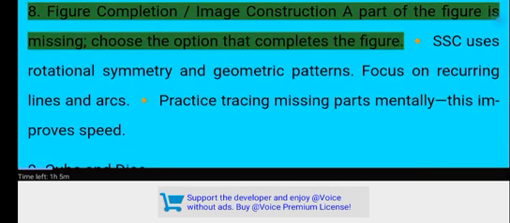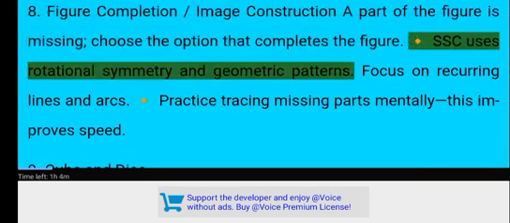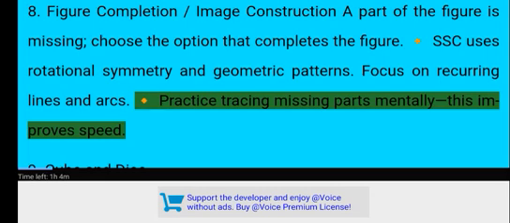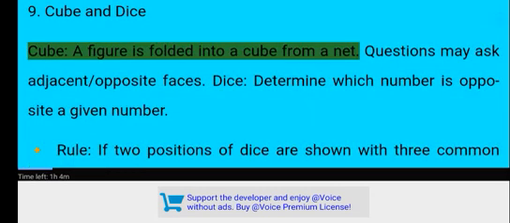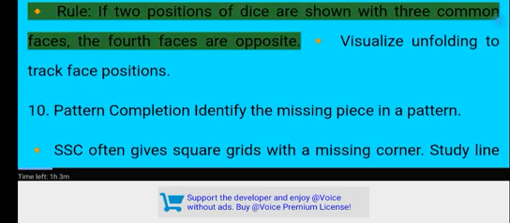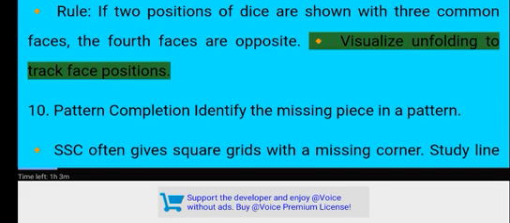8. Figure completion, image construction. A part of the figure is missing. Choose the option that completes the figure. SSC uses rotational symmetry and geometric patterns. Focus on recurring lines and arcs. Practice tracing missing parts mentally. This improves speed. 9. Cube and dice. Cube: a figure is folded into a cube from a net. Questions may ask adjacent or opposite faces. Dice: determine which number is opposite a given number. Rule: if two positions of a dice are shown with three common faces, the fourth faces are opposite. Visualize unfolding to track face positions.